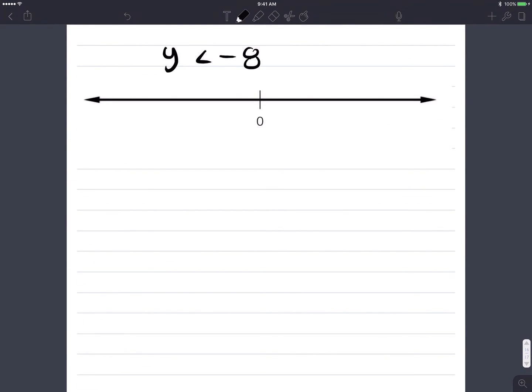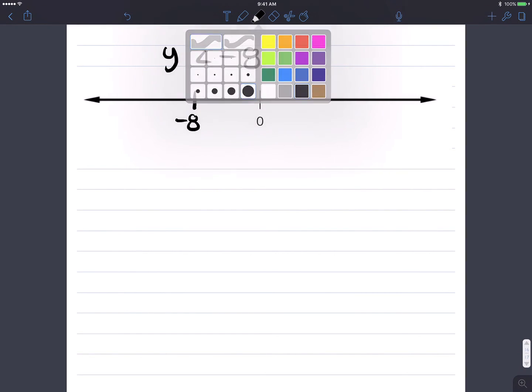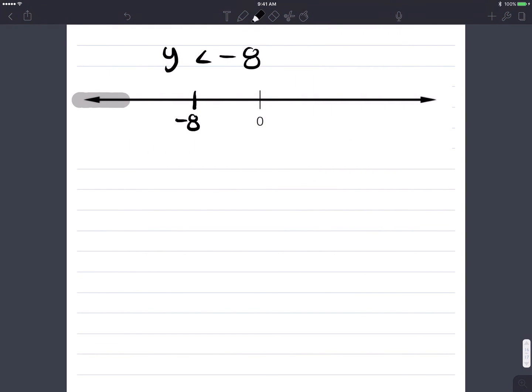We're now going to graph this linear inequality. We're going to try to describe numbers that are less than negative 8. Negative 8 lives to the left of 0, where all the other negative numbers live. Numbers that are less than negative 8 are numbers that are smaller than negative 8. Smaller numbers live to the left, that is, to the left of negative 8. Because this inequality symbol is strictly less than, we're going to use a parenthesis to communicate to the reader that we do not include negative 8. This is the graph.